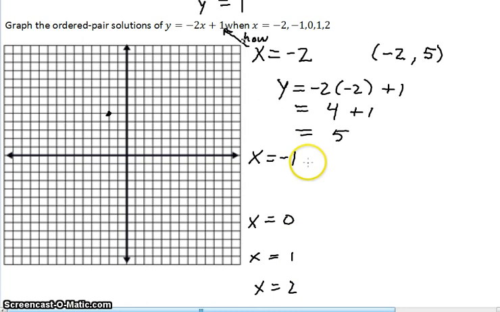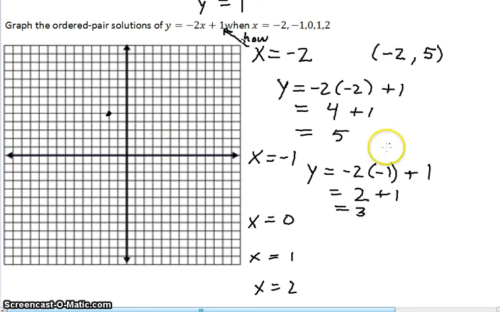With -1, I'm going to do the exact same thing. So I get -2 times -1 plus 1. So I get a positive 2 plus 1. That's going to be equal to 3. So my second ordered pair is -1, comma 3. So I'm going to go to -1 here and go up 3. And I'm going to do the exact same thing for all of these.